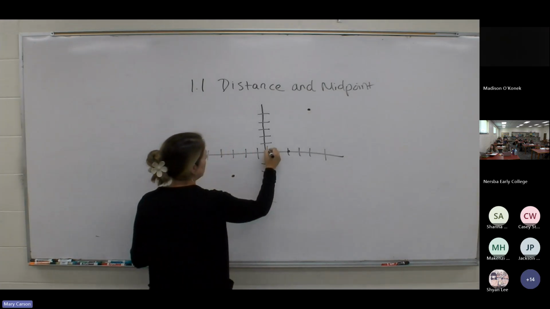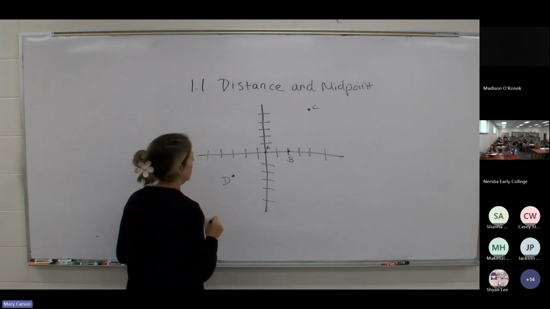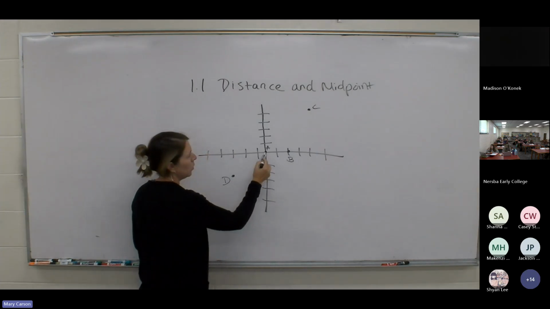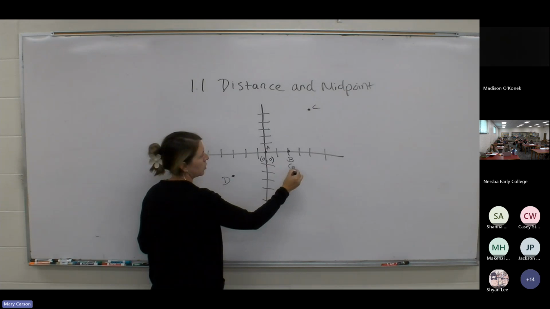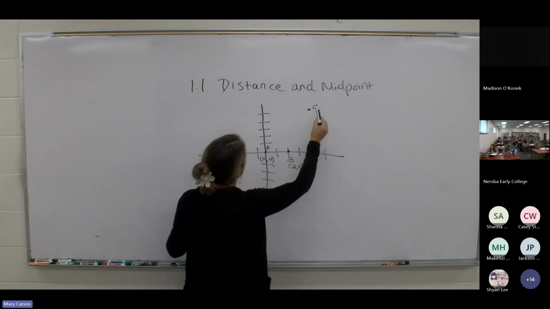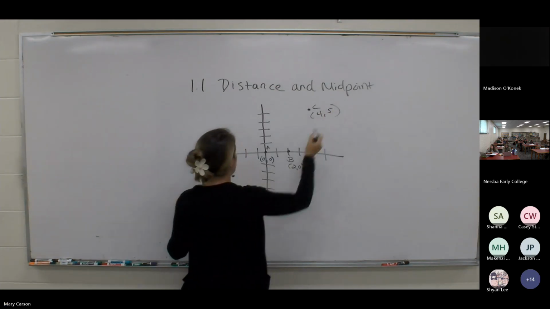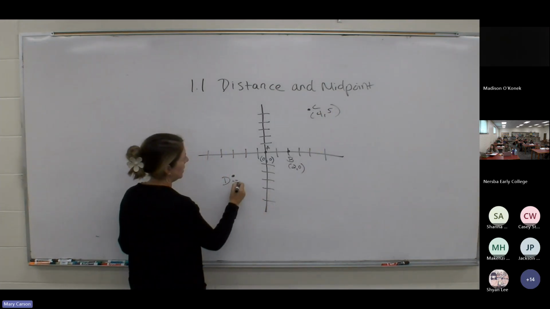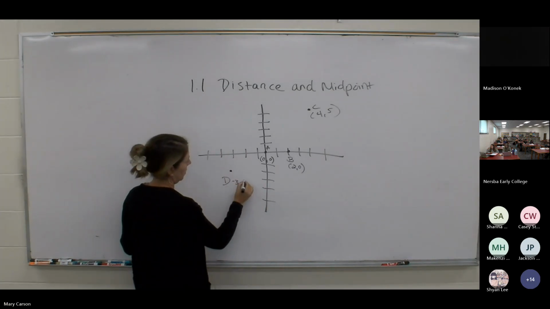All right, I'm gonna let this be A, this be B, this be C, and this be D. This is the ordered pair 0, 0, the origin. This one is 2, 0. This one is 1, 2, 3, 4, 5 and 4, 5. And this one is -3. Move this up a little bit.